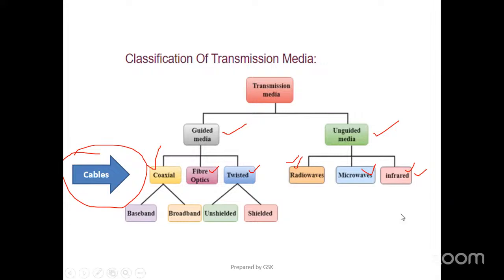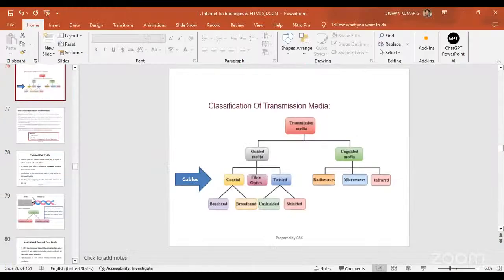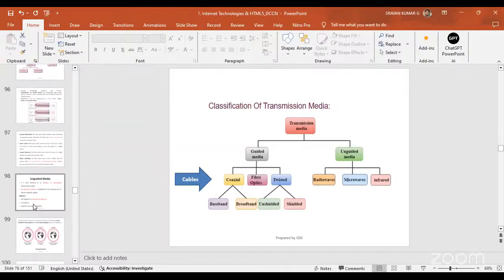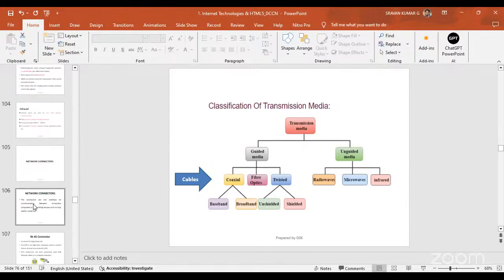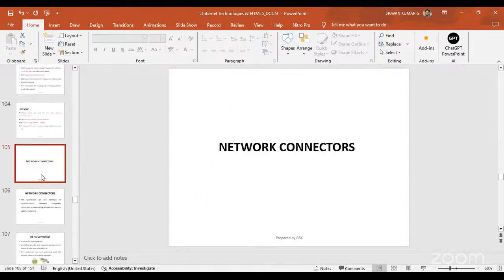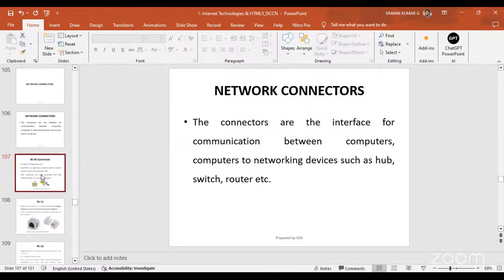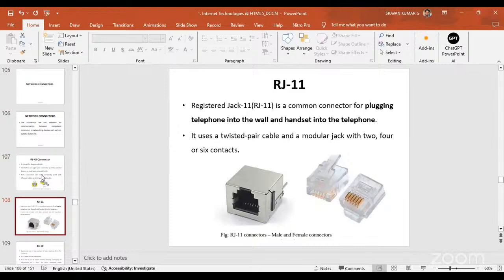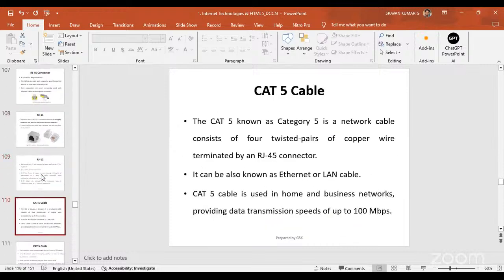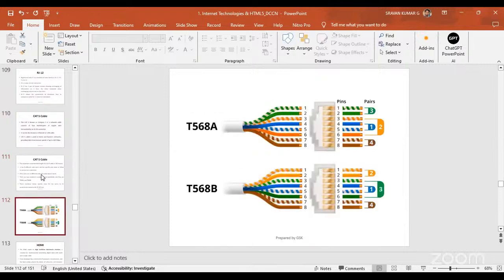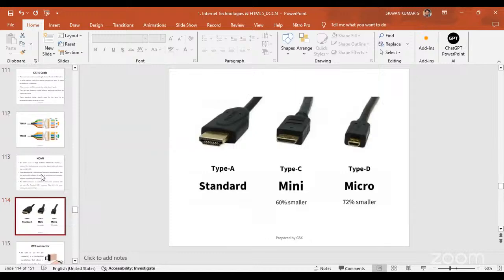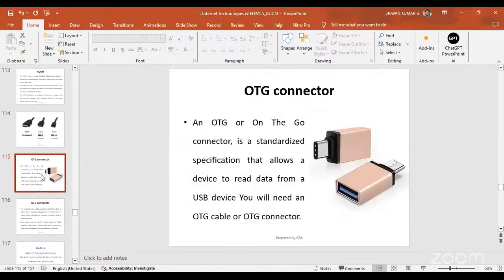In the next session, we are going to discuss some more important points like the different types of connectors we use while working with networks. The topic name is network connectors. We have different types of connectors like RJ45, RJ11, and RJ12, CAT cables. And we have different types of CAT cables again. HDMI cable and different types of HDMI cables, OTG connectors.